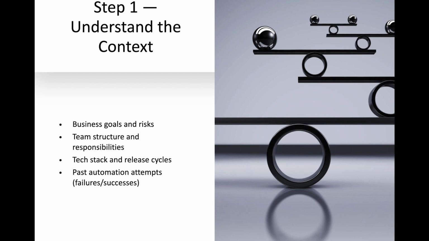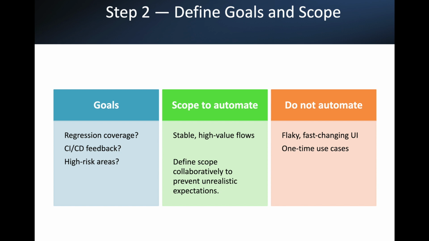Secondly, you will define your goals and scope. Is your purpose to speed up regression testing, or catch bugs during development, or boost CI/CD feedback? We've got to define the goals clearly and discuss them with stakeholders, and define scope collaboratively to prevent unrealistic expectations from test automation, because it's not a magic pill. At first, what should be automated?